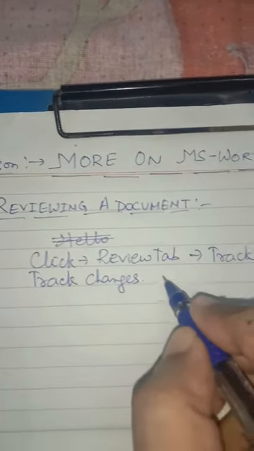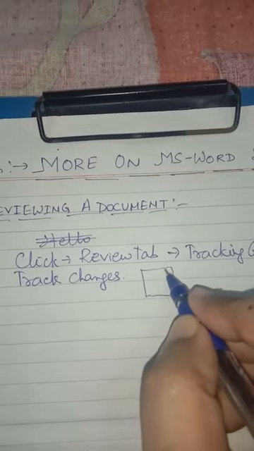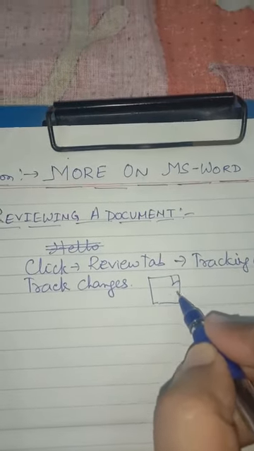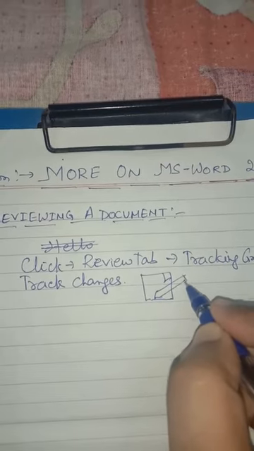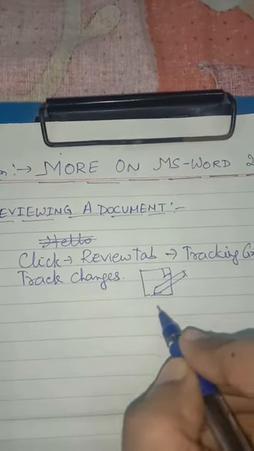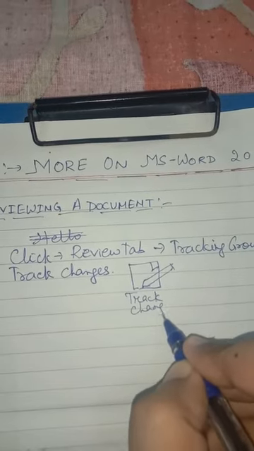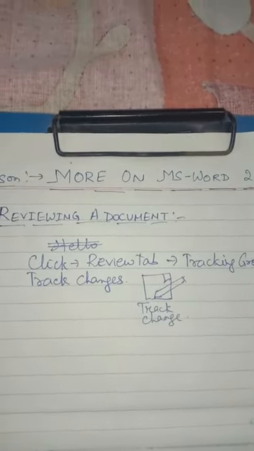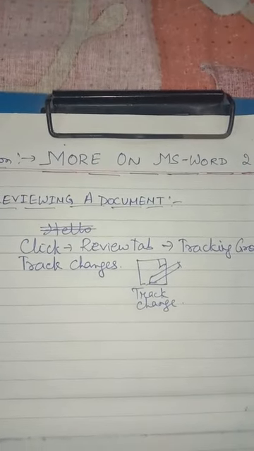An icon of track changes will appear like this over here, and a pencil will be drawn over here, and below it the words track changes will be written. So this is a toggle button. Now what is a toggle button?